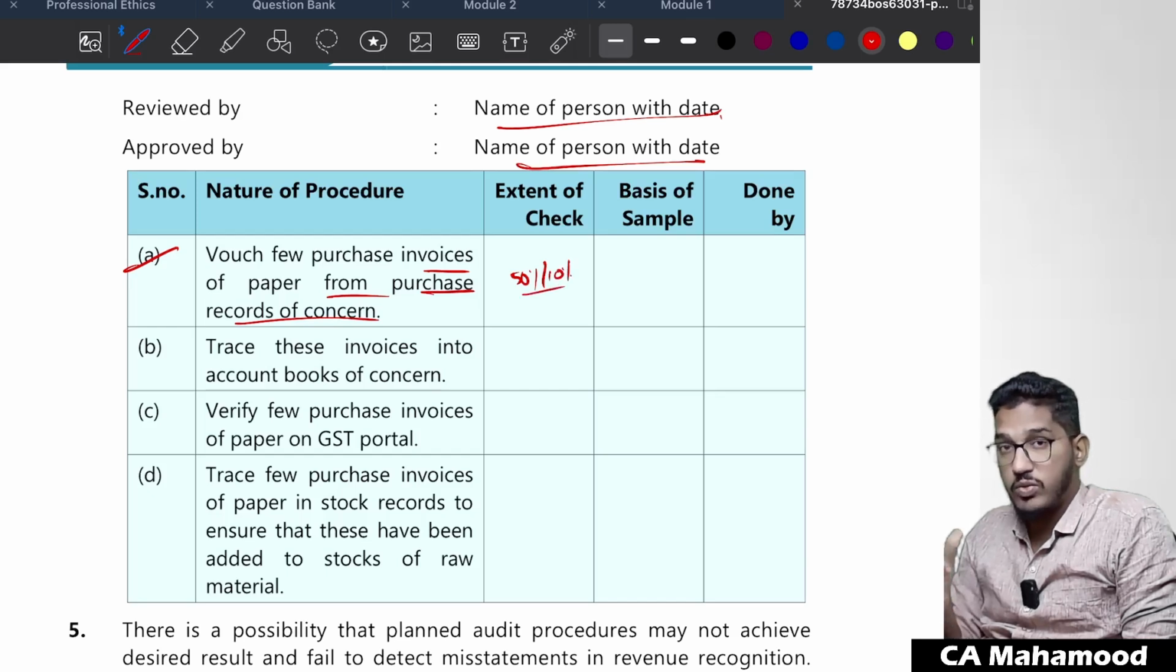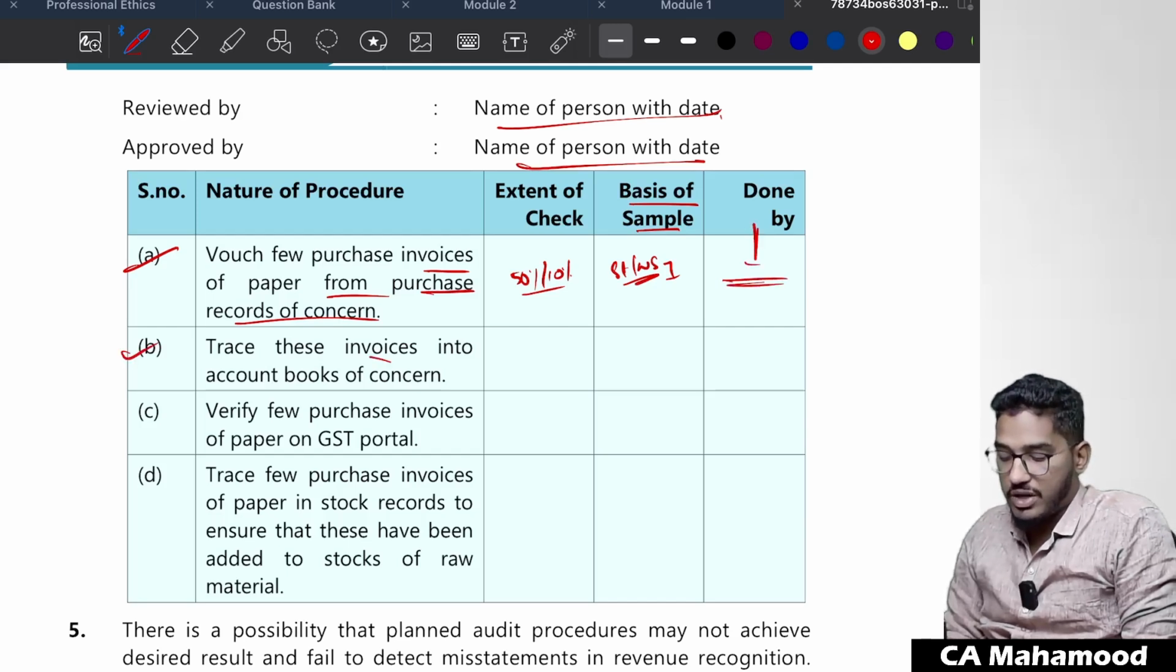So what is the extent? Nothing but what is the sample size? What is the basis for sample? Did you follow a statistical approach or non-statistical approach? If yes, which method are you following? Done by whom? Who did this audit procedure? Next, another procedure. Trace these invoices into account books. Whatever invoices are there, you have to trace whether they are in the books of accounts or not.